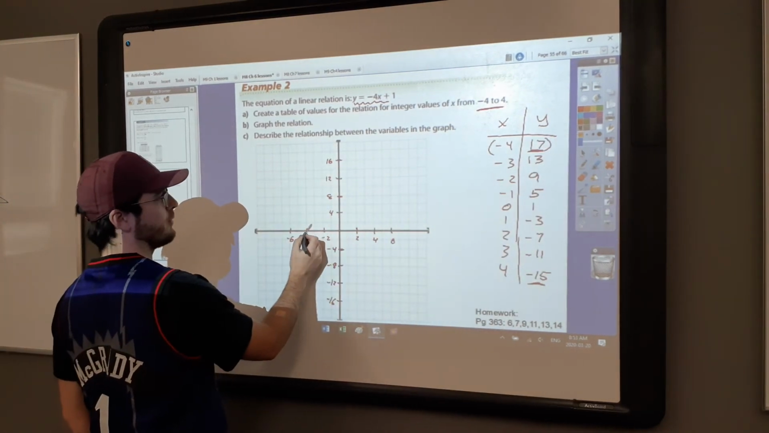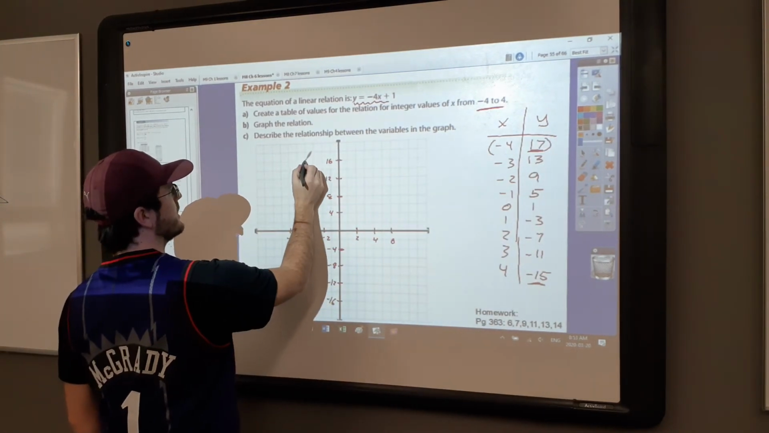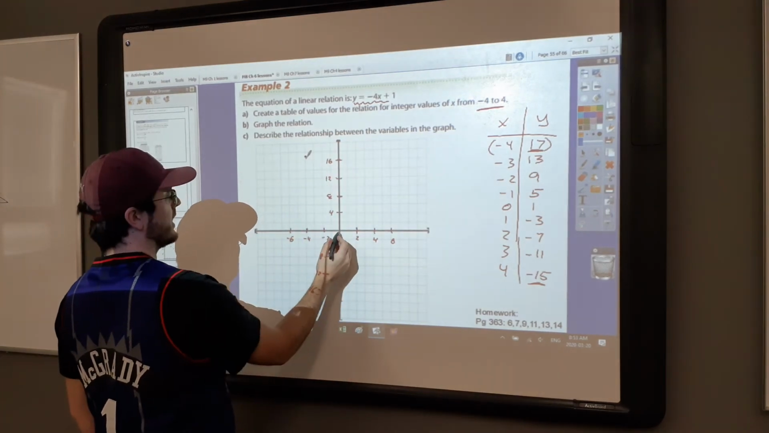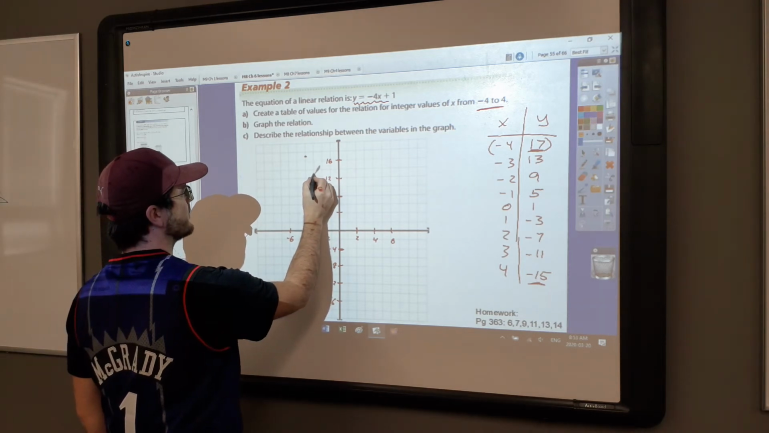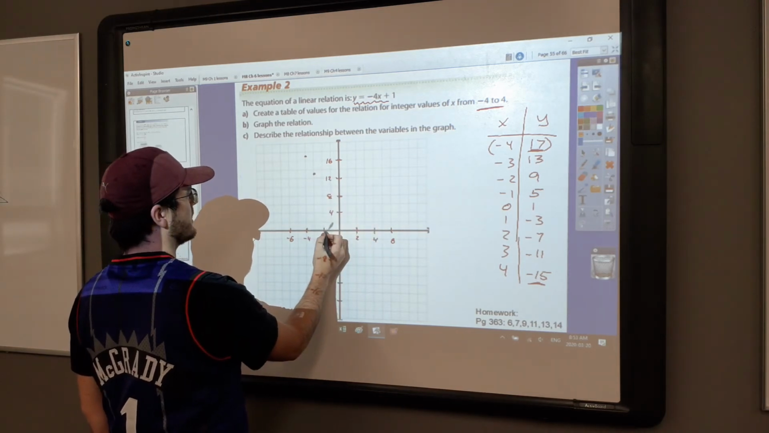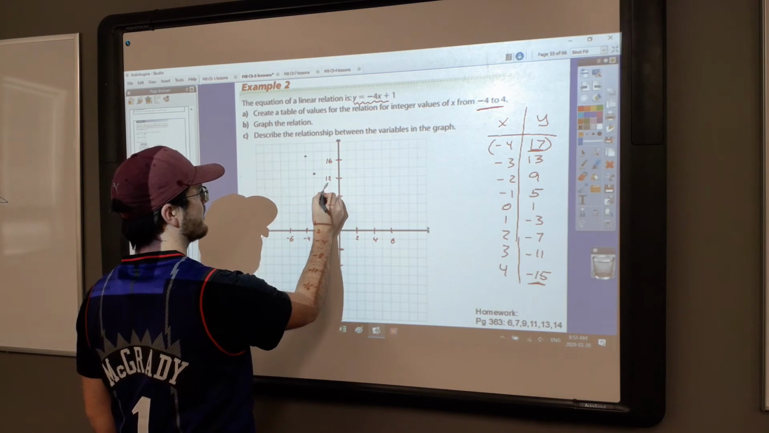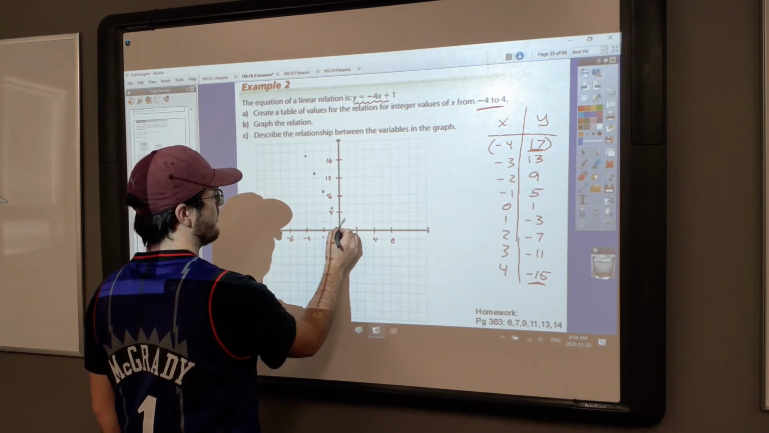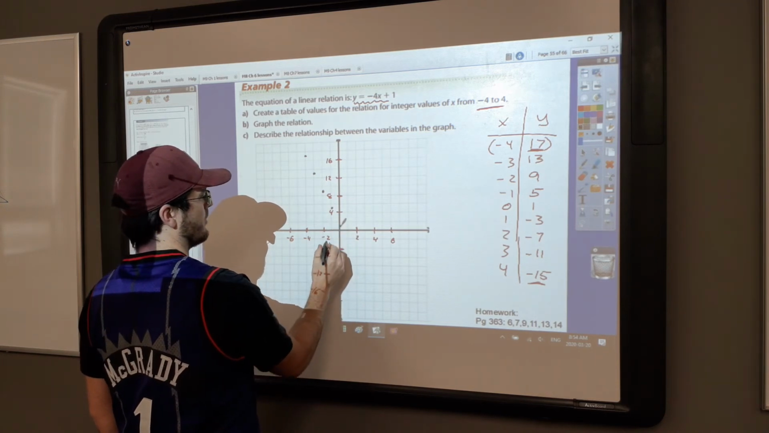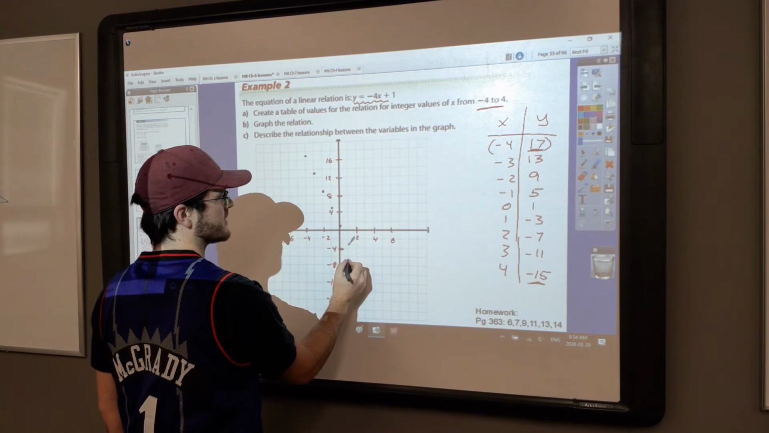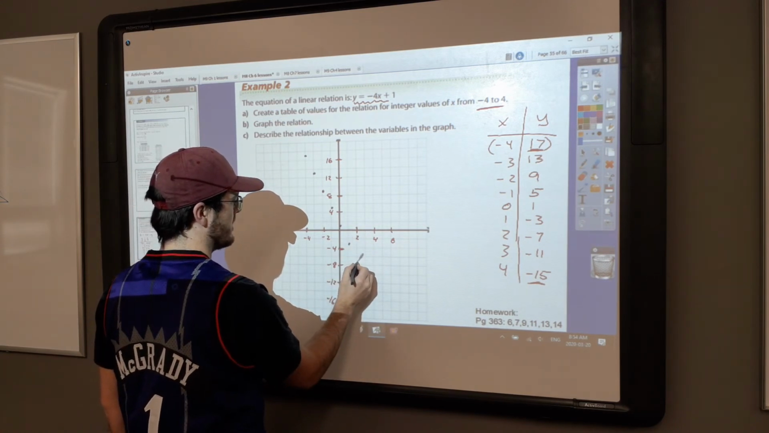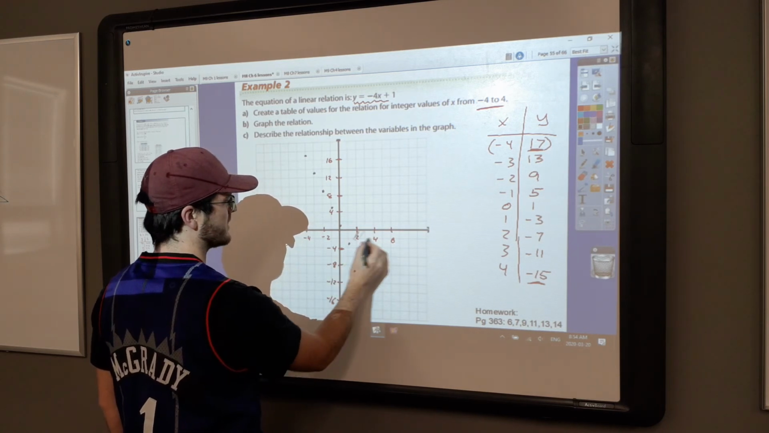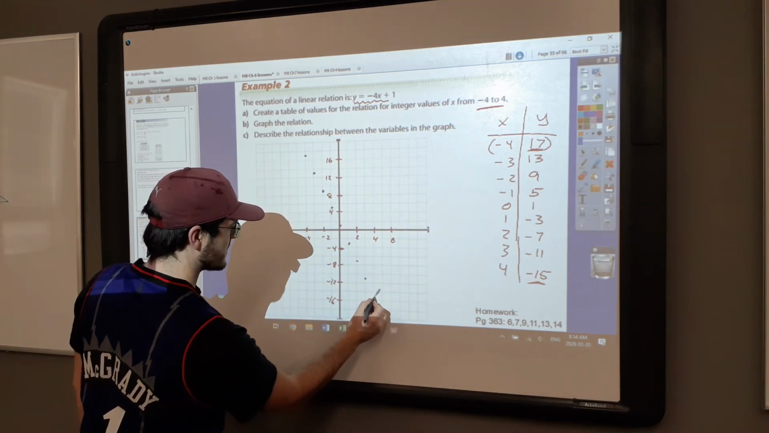So if we go -4 and then up to 17, keep in mind the scales, so we're kind of in between 16 to 18. -3 to 13, so again we're kind of in between. -2 and 9, -1 and 5, 0 and 1 should be there, 1 and -3. You can notice already, or you should be noticing, that we've got a pretty well straight line, and the neater you are with your graph, the more apparent it's going to be that your line is nice and straight.